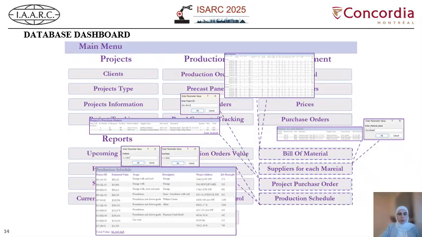Finally, the production schedule report. When you run this report, it will show you the production schedule for projects done in that specific time period. You input a start date and an end date, and the production schedule is generated.